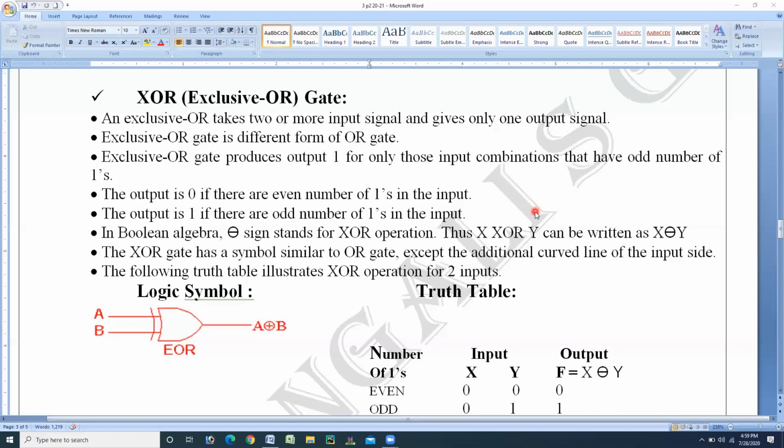And the second case is when you get output 0, if there are an even number of ones in the input, then the output will be 0. The next point, related to the table only, is that the output is 1 if there are an odd number of ones in the input, that you have studied already.